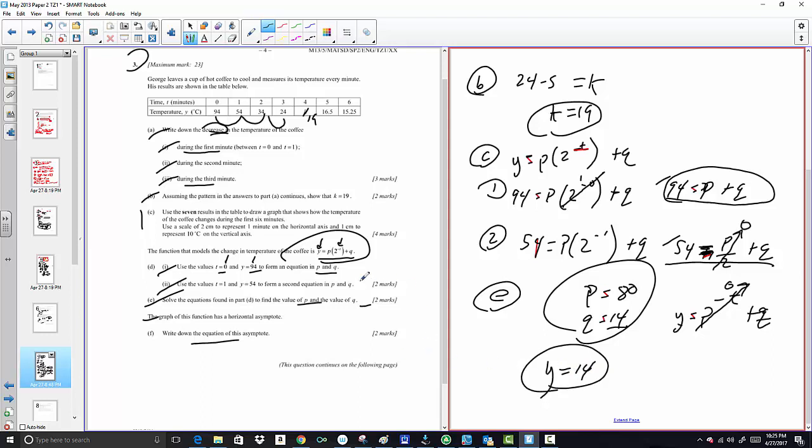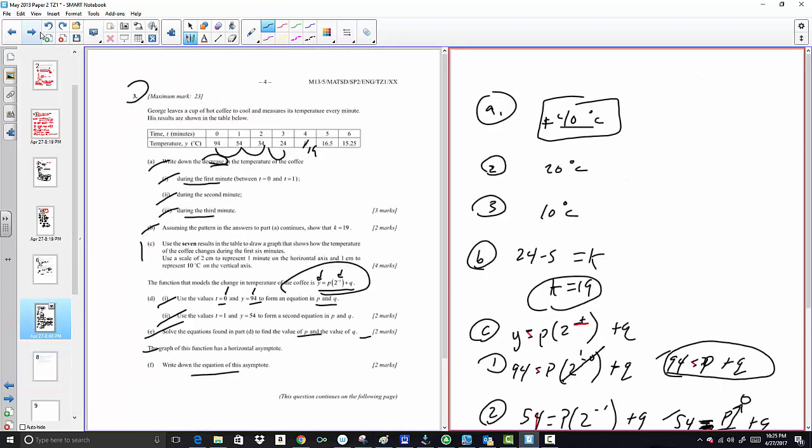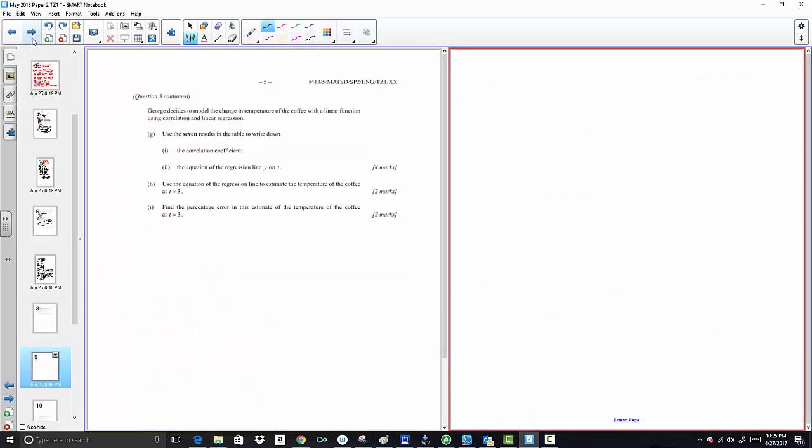If you are not sure about this, you could actually graph it. You could plug in 80 for p and 14 for q, graph it, and then just trace to the right as far as you can see, and basically what you're going to see is that the value is going to converge on y equals 14. If you don't know how asymptotes work. So that's the answer for that one, and that is part F. This whole thing is done, so let's move on to the next question. Oh, this continues this question. It's not even done yet.